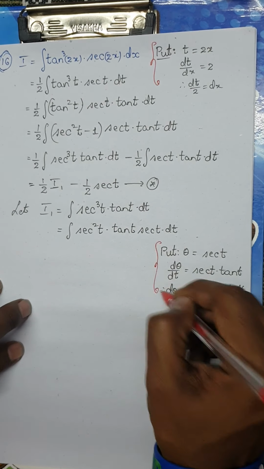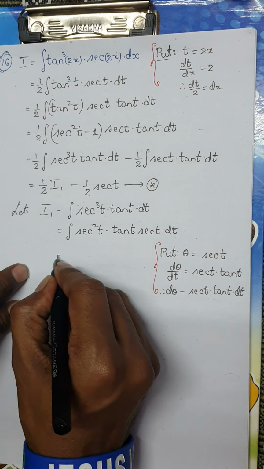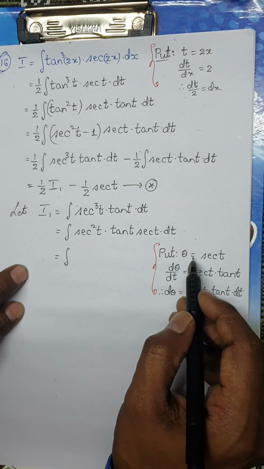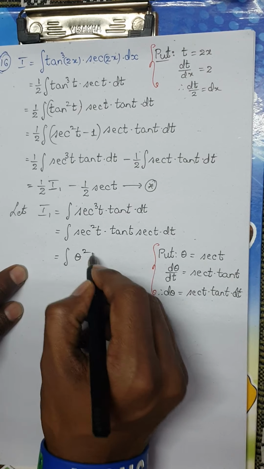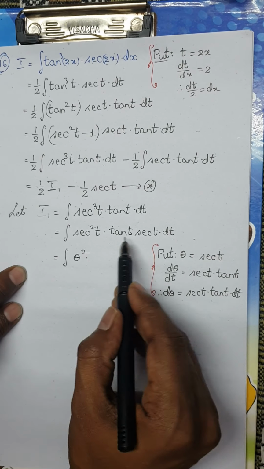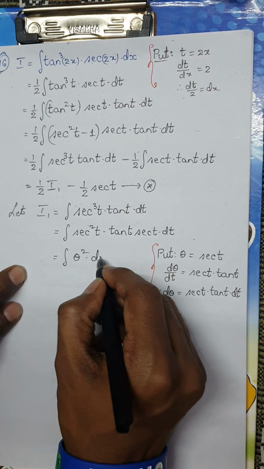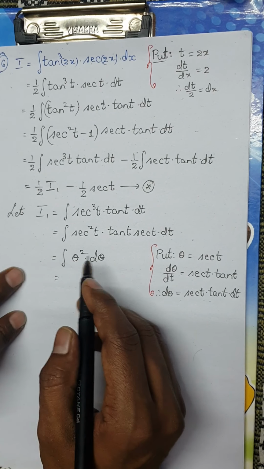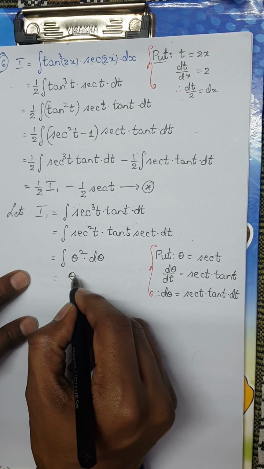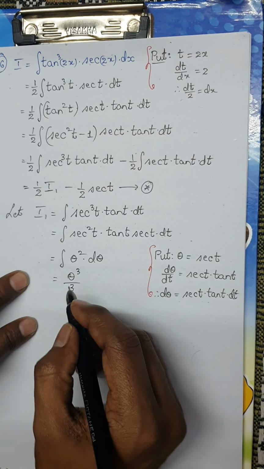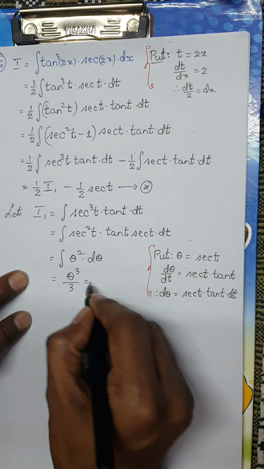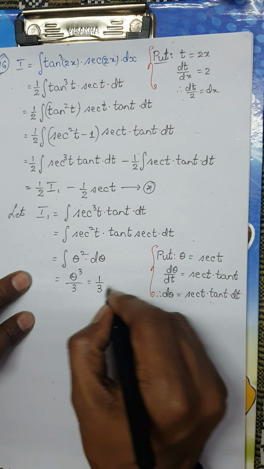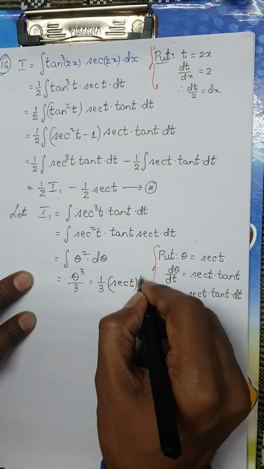Again, I have made a second substitution, let me keep it aside. This is nothing but the integral of, remember secant t is theta, so secant square can be written as theta square, so theta square into, now what is secant into tan dt? This is nothing but d theta. This is of the form integral of x square dx. What is the integral of x square dx? We know it is x cube by 3. In the same way, it is theta cube by 3. Let me substitute back for theta. It is 1 by 3 into, what is actually theta? Theta is secant t, and whole cube.